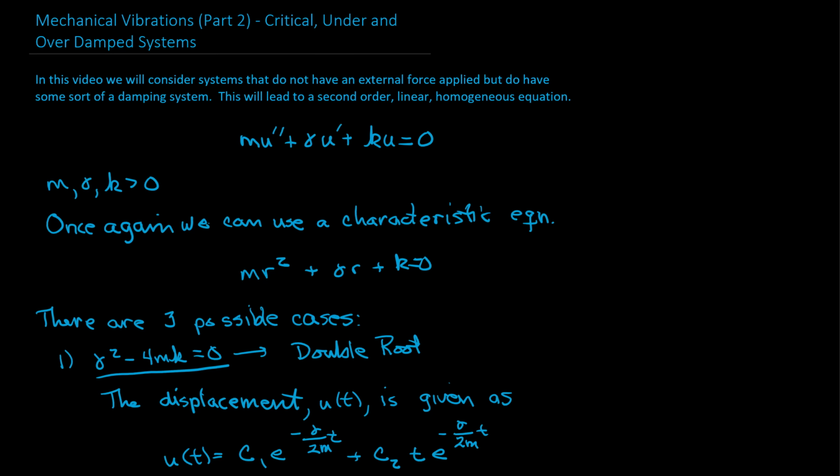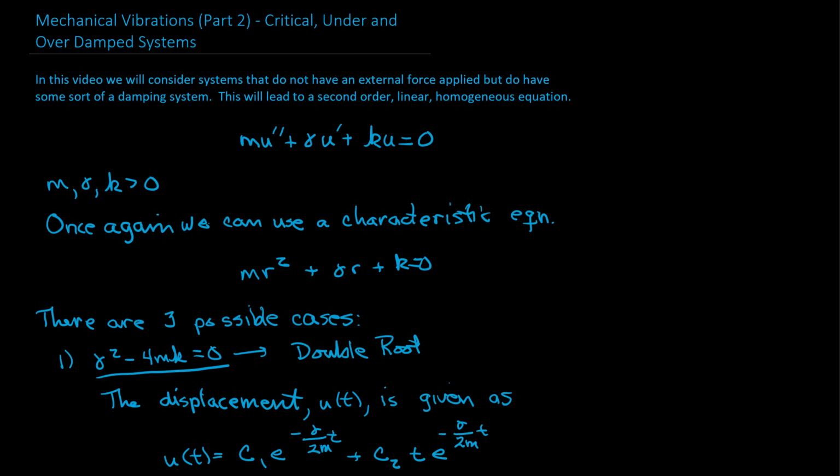In this case, we're going to look at critical, under, and overdamped systems. When we look at these, we are still not going to be applying an external force. So our displacement equation is going to look like mu double prime plus gamma u prime plus ku equals 0. The right-hand side is still 0. As I mentioned, no external forces are being applied.